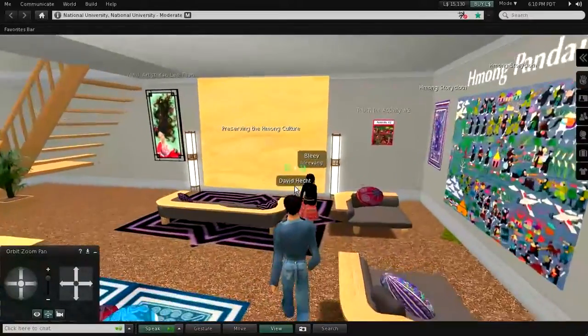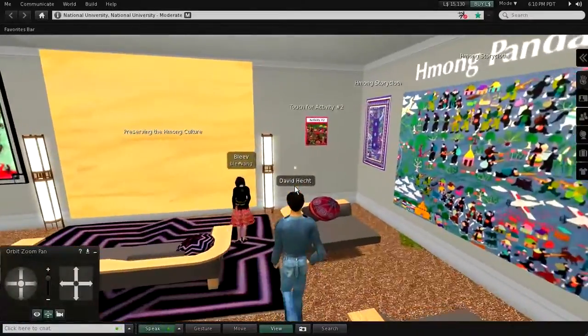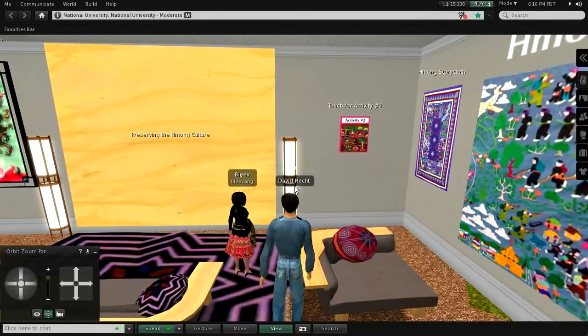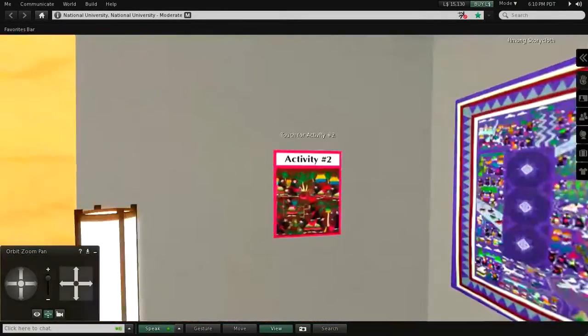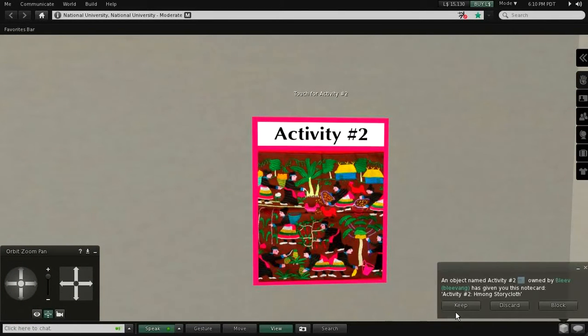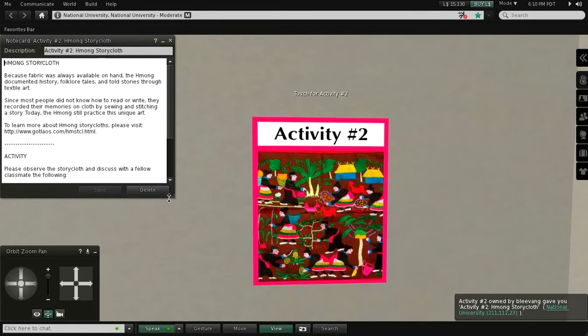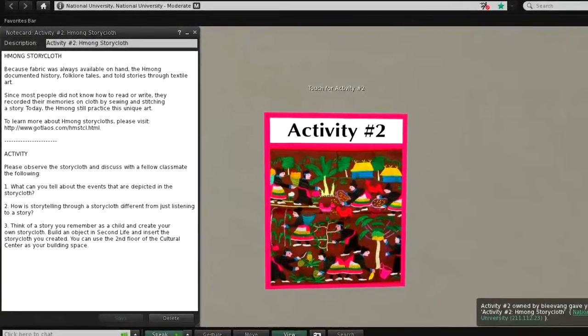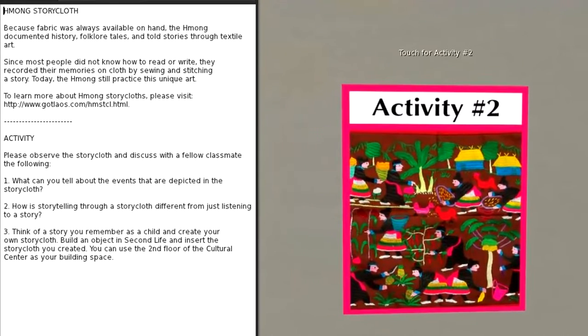In this activity, students are to discuss what kind of stories they see depicted in the story cloth on the wall. I see. And what their job is to do is to think of a childhood story, something they remember, and create their own story cloth. And what this activity does is it demonstrates their ability to recognize storytelling on a story cloth as a form of communication.